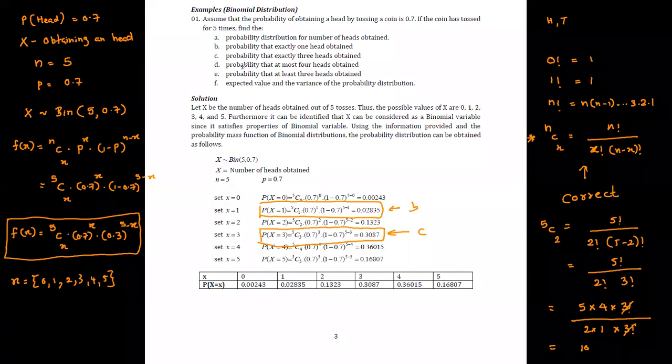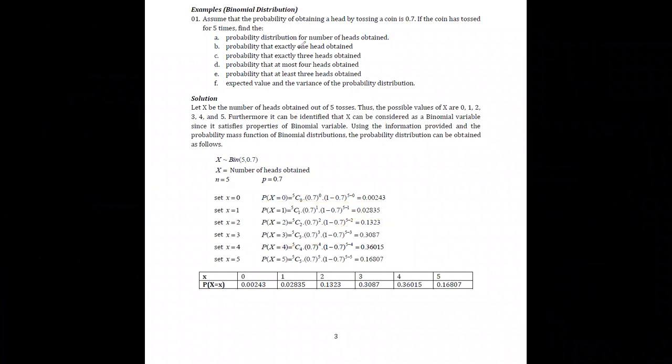And in the calculation of the next one, it is the probability that at most 4 heads are obtained. At most 4 heads means the maximum number of heads that we can obtain is 4. It means that the number of heads should be less than or equal to 4.